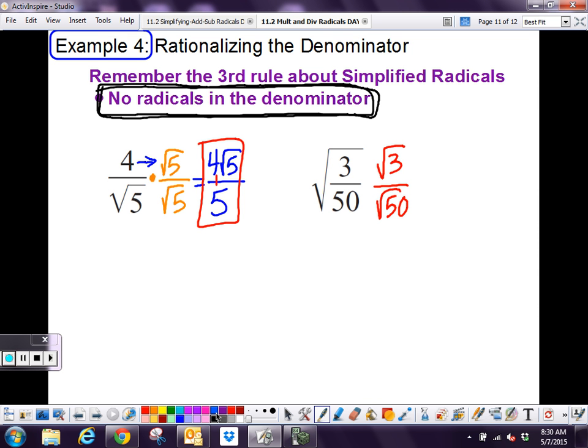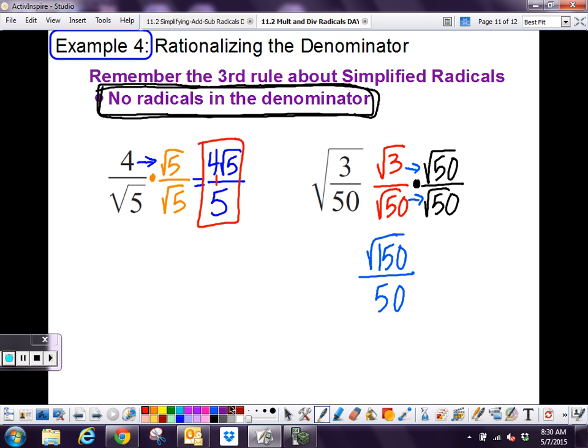Okay, so I need to get rid of that square root of 50 in the bottom. So I need to multiply it by this problem's version of 1, which is going to be the square root of 50 over the square root of 50. Okay, we're going to multiply straight across. Okay, so on the top I have square root of 3 times square root of 50. That's now going to get me the square root of 150. And then I have the square root of 50 times the square root of 50. Remember, any square root times itself is going to end up with the number underneath. So I'm just going to have 50 on the bottom.